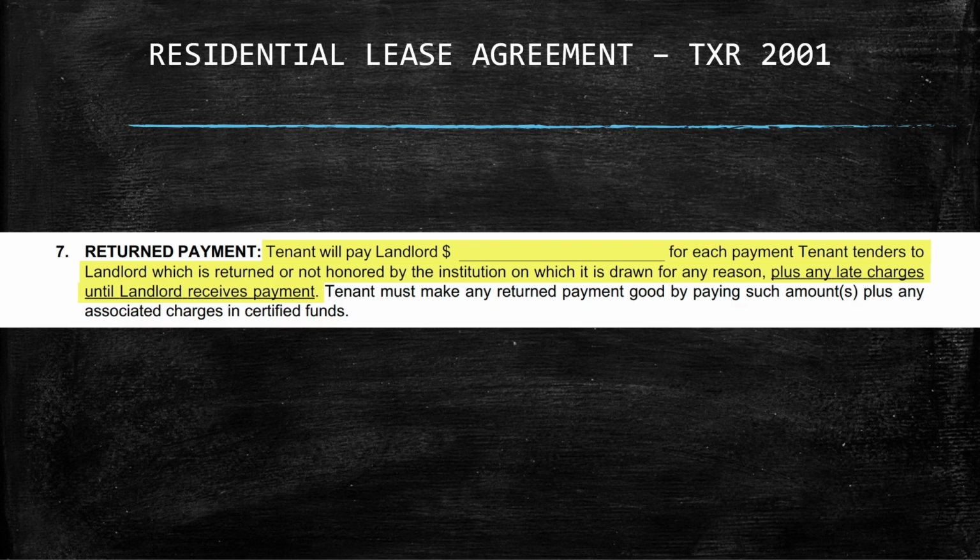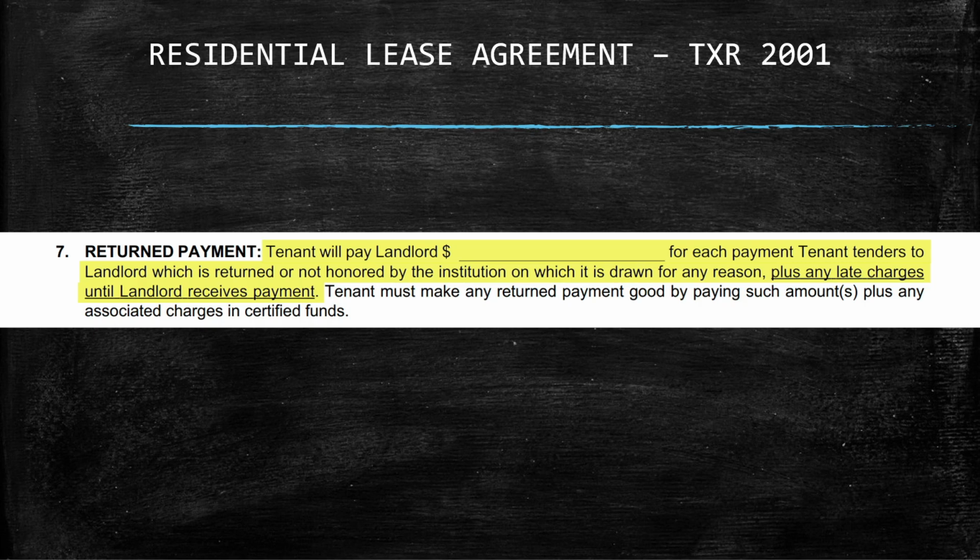That check is rejected by their bank, and it gets returned, and now we're past our grace period for when the rent has to be paid. Remember, payment of rent has to end up in the landlord's hand by the rent payment deadline. That's a time is of the essence date. So in many cases with return payments, you're not only going to get the return payment charge accruing, but you're also going to get late charges because it's past the rent payment deadline and the landlord does not have the rent.